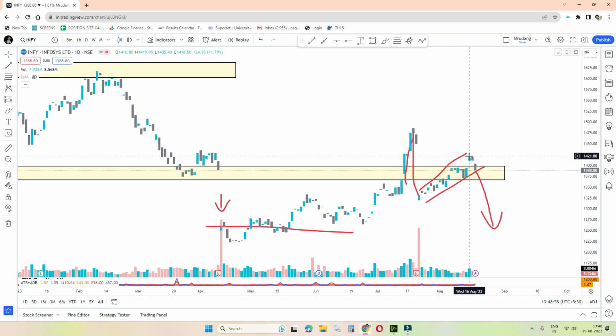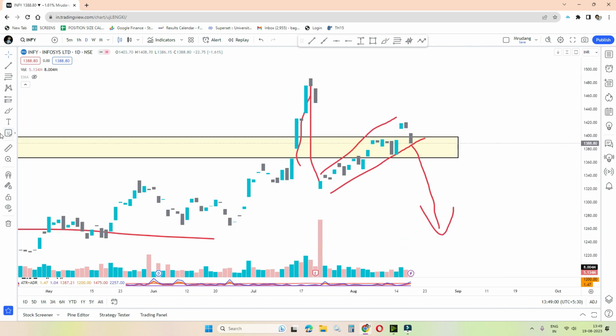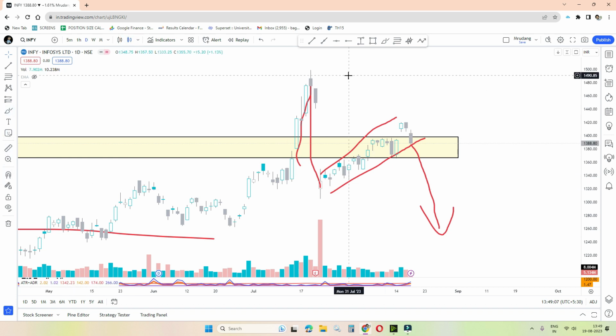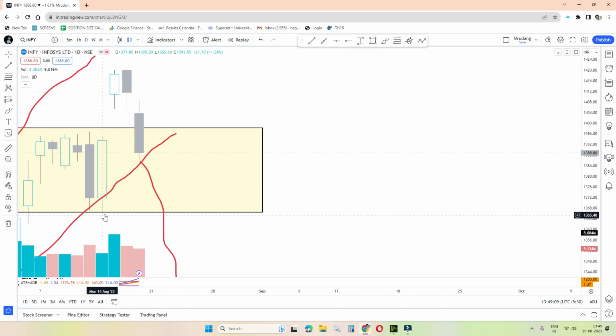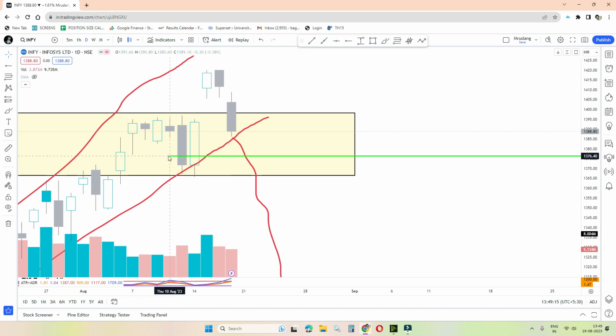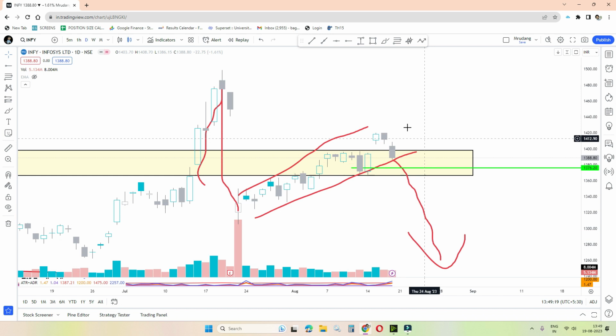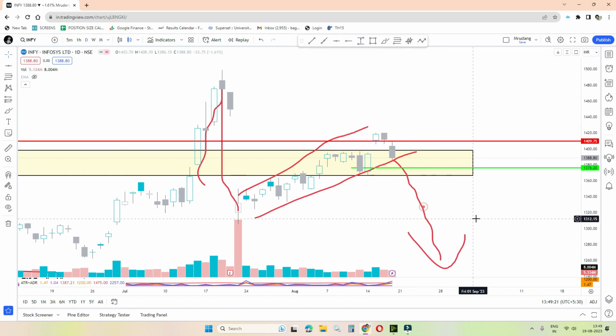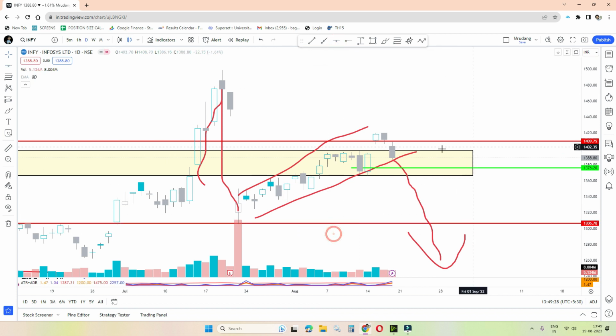So the probability of this going down is high. Let's try to find the entry and exit points. You can enter as soon as it breaks down from this level. The level will be somewhere around here, 1375, and stop loss will be of this high, 1409. So 25 points stop loss, and the reward will be of around 50 points.